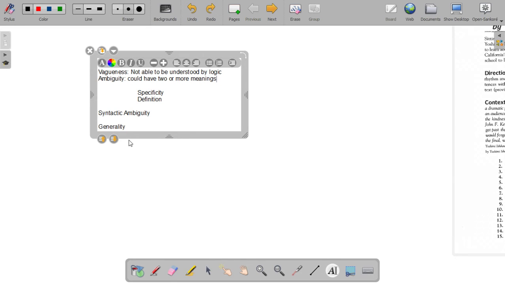Would it be A or E? E, good. E is number 2. Number 3 would be A, of course. What would be number 4? B. B, and then the most specific, number 5, would be D.